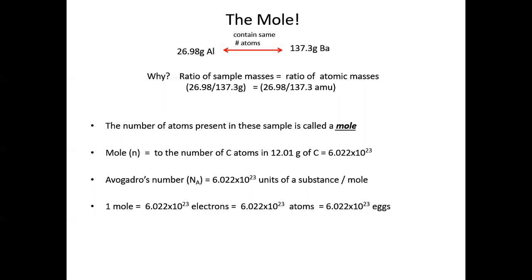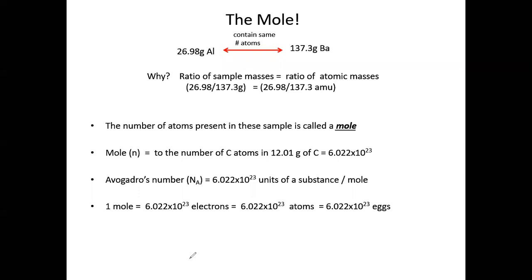And a mole is equal to the number of carbon atoms in 12.01 grams. So 1 mole equals 6.022 times 10 to the 23 carbon atoms. So 1 mole of anything contains this many entities, whether it's a mole of atoms or a mole of molecules. If you have a mole of something, you have 6.022 times 10 to the 23rd of that something.